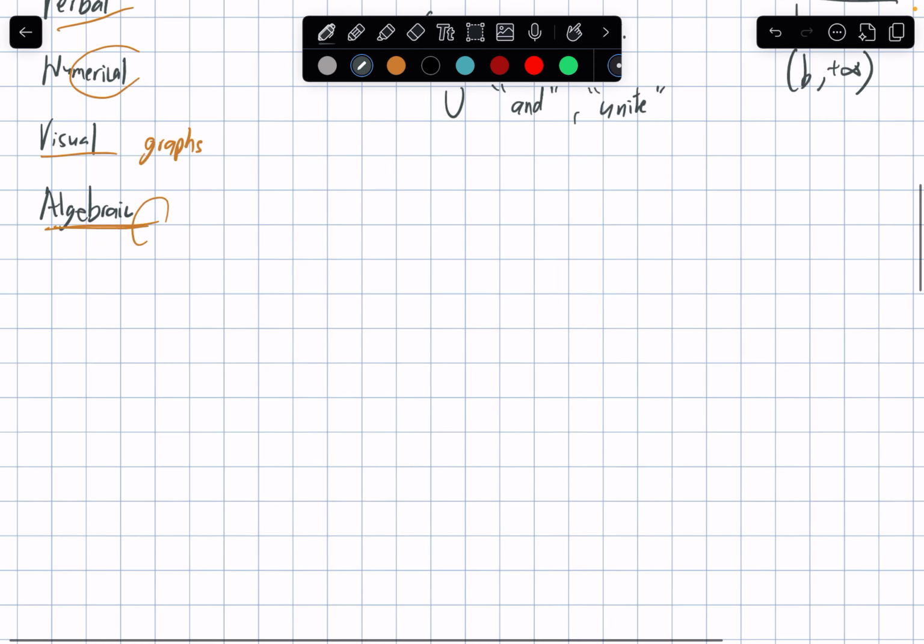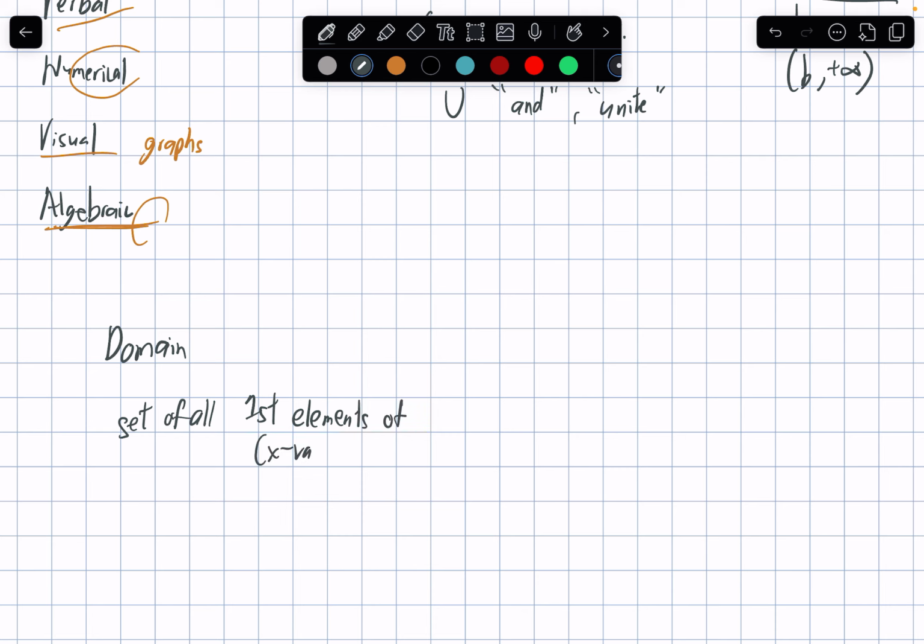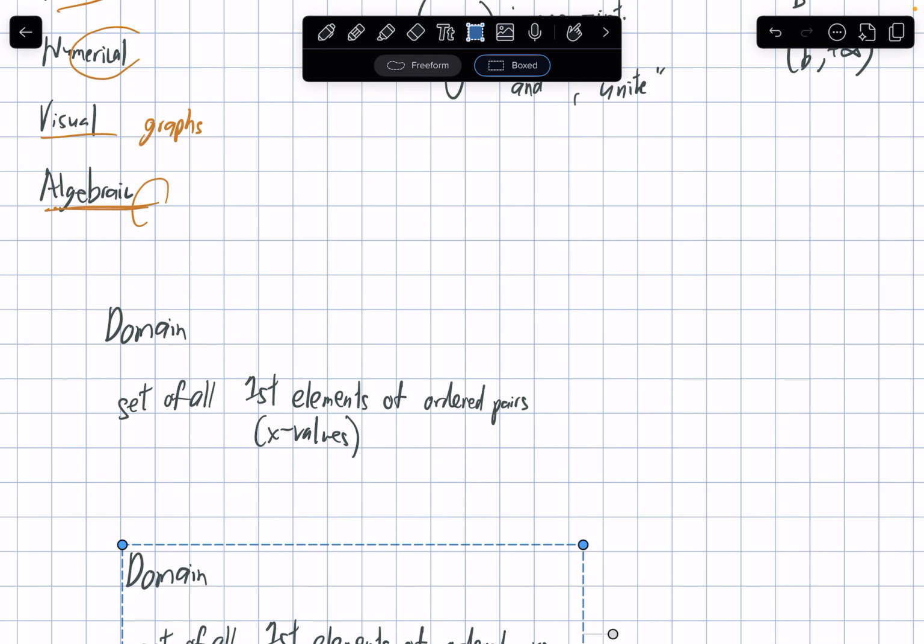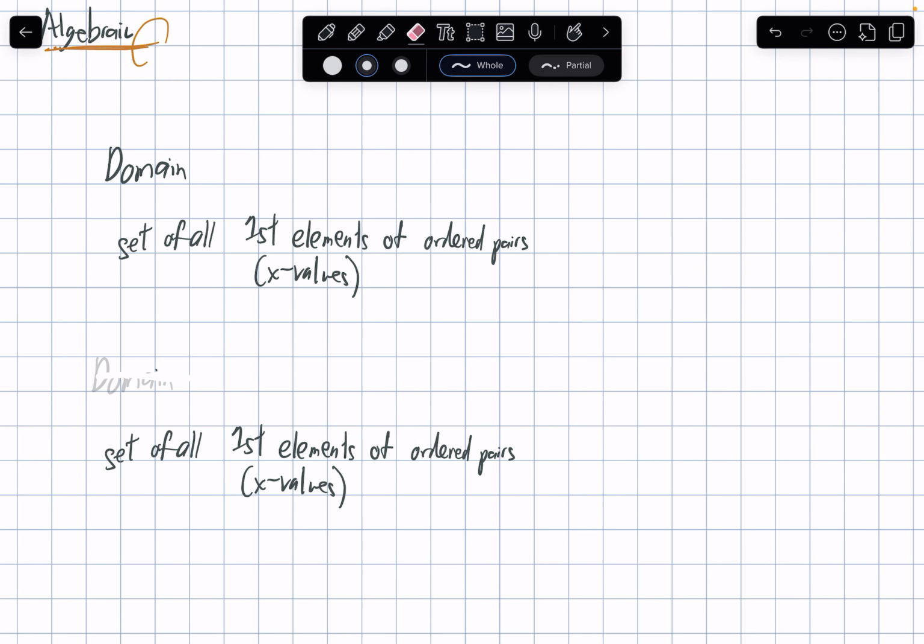So let's talk about domain and range. What's the difference? A domain is the set of all first elements of ordered pairs. What we mean by first elements is that we're referring to x values. For range, it's essentially the same thing, but this time second elements, and we are referring to y values.